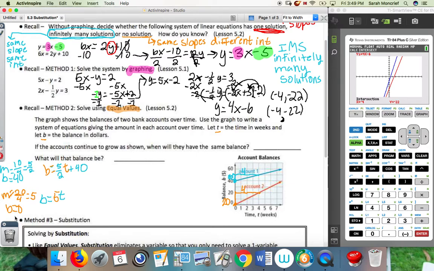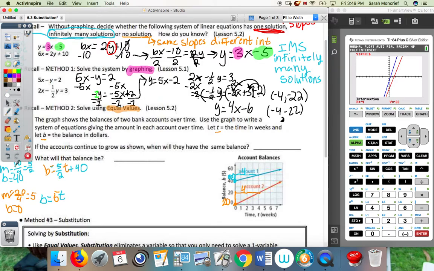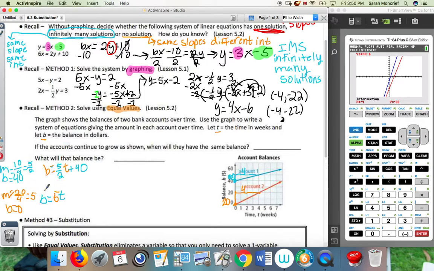So now we want to solve this through the equal values method. In order to solve with the equal values method, we just have to set these two equations equal to one another. The way of thinking about that is replacing one of the b's with what the other one was equal to. They're both equal to b right now, so we're just going to replace the b's with each other. So you have 5 over 2t plus 40 is equal to 5t. All right, and now we just have to solve this like any normal equation.